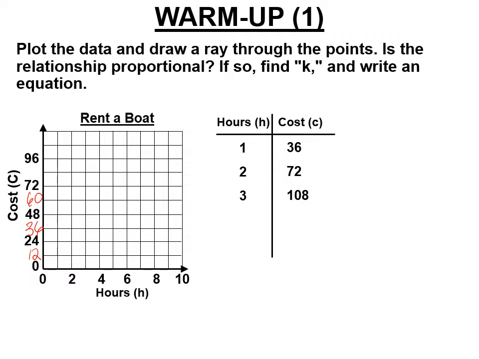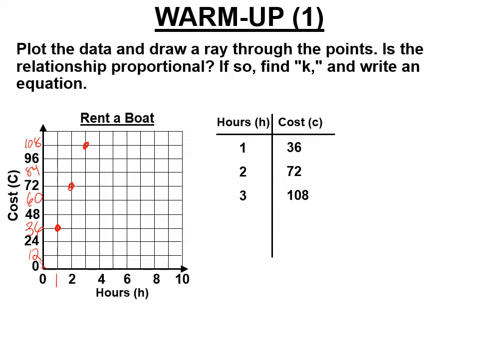So to plot this table, 1 goes with 36, 2 goes with 72, and 3 goes with 108, right? So this is 84, 96, and there's 108, so it goes right there. Plot the data and draw a ray through the points. Is the relationship proportional? Okay, so can I draw a line that goes through 0, 0? It's a ray, I apologize. When it's in the coordinate plane, it's a line, so it's going to be a ray.